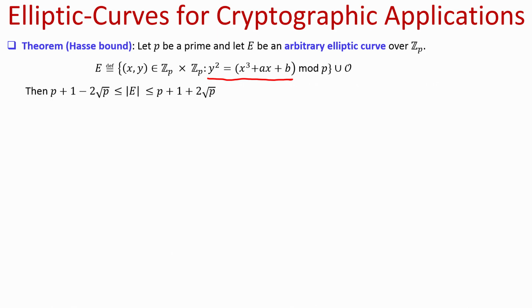Then a very well known bound, which is called the Hasse bound, gives you a lower bound as well as an upper bound on the number of points which we have on this elliptic curve. So, this is the lower bound and this is your upper bound.